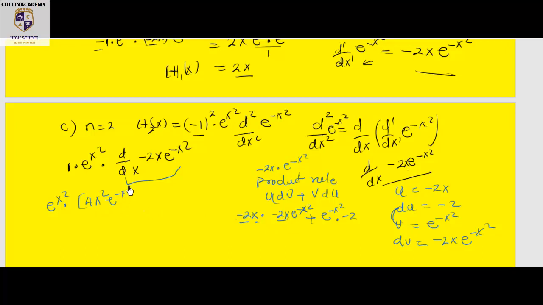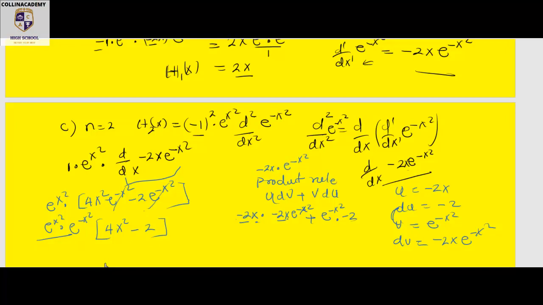exponential negative x squared, plus we have negative 2, so this will be negative 2 times e negative x squared. We can factorize and bring out of the bracket e^(x squared) times e^(negative x squared), and inside the bracket we have 4x squared minus 2. This will give you 1.